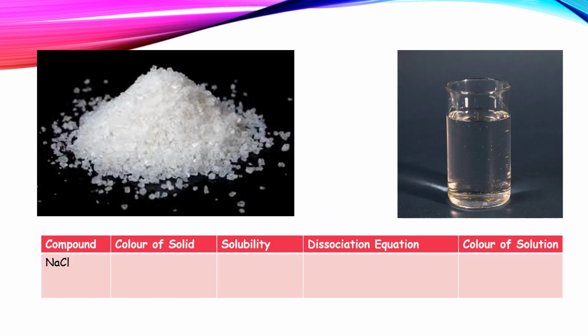So sodium chloride is a white solid. It's soluble. So we have a dissociation equation. And you can see here that it is a colourless solution. Now we do not say that it is clear because all solutions are considered to be clear.